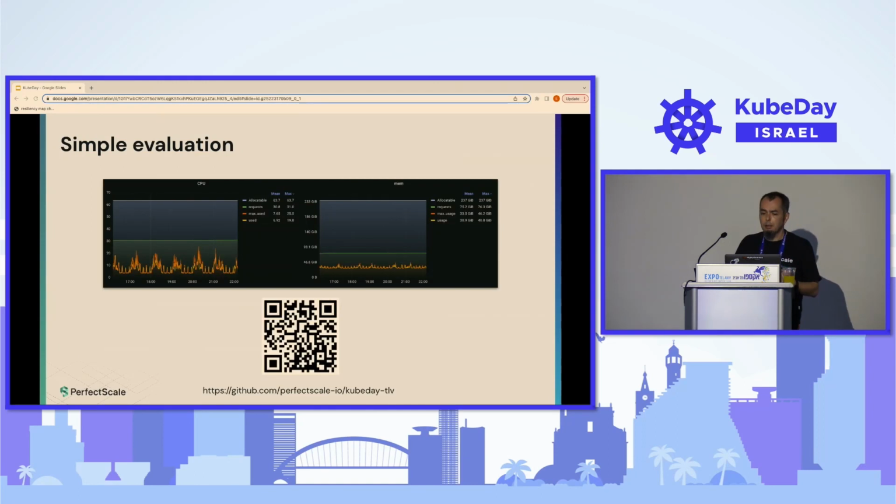Last thing, this is a very, very simple dashboard. You can build this dashboard on your own, and you can also pull it from our repo. This dashboard brings you 3 values: the utilization, the requests, and the allocation. And this dashboard allows you to simply evaluate if your particular cluster is optimized or not. Do you need to invest in optimization or not?